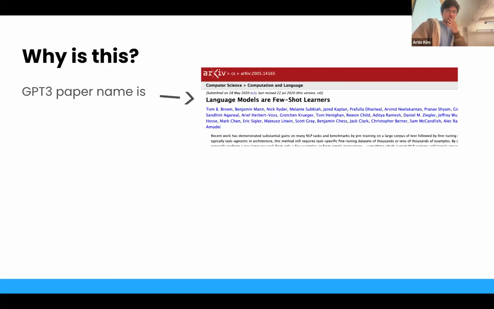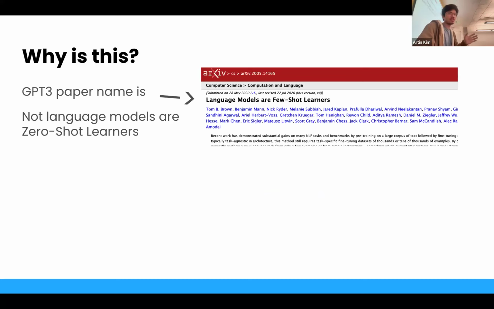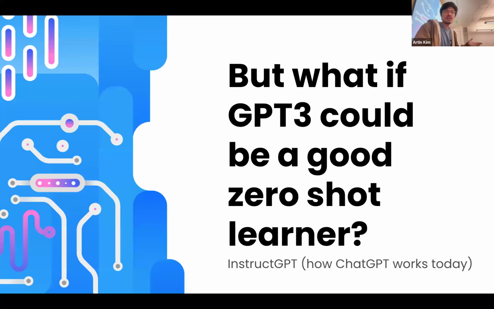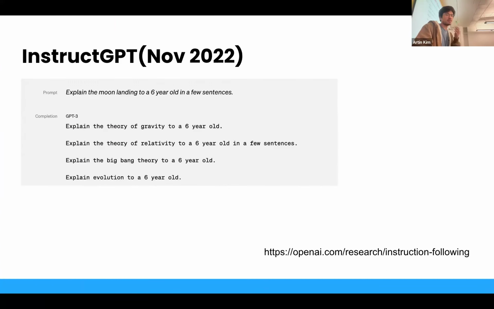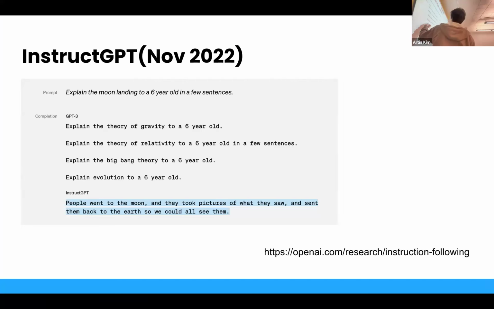So yeah, why is this? I mean, the name of the GPT-3 paper was Language Models are Few-Shot Learners, not zero-shot learners. That's kind of the gist. But what if GPT-3 could be a good zero-shot learner? This is pretty much how ChatGPT works today. Boom, look at this. This is called InstructGPT. This is pretty much the exact training method they use for ChatGPT today.